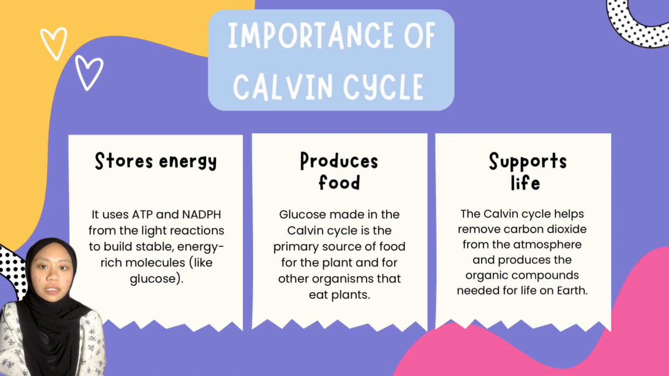The Calvin cycle is important because it stores energy by using ATP and NADPH from the light reaction to build stable, energy-rich molecules such as glucose. This glucose is not only vital for the plant's own energy and growth, but also serves as a primary source of food for many other organisms that rely on plants.